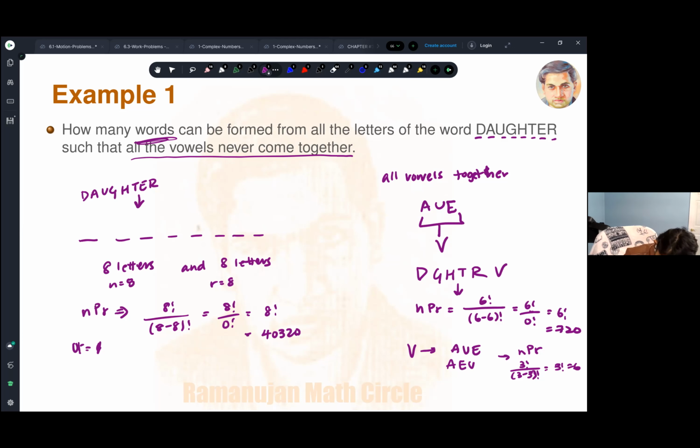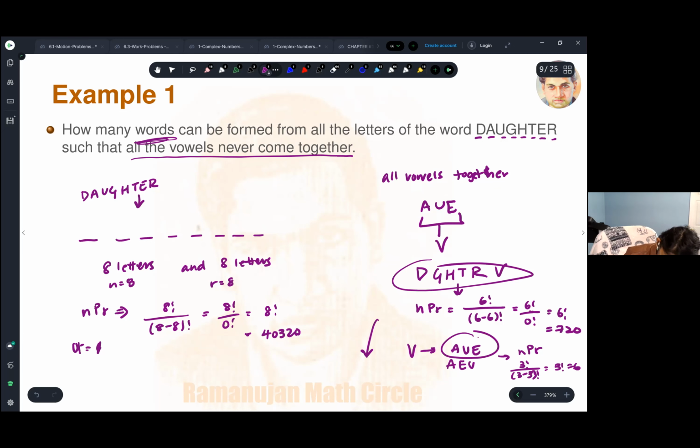In this case, we apply the multiplication principle because we want an arrangement of these, and we want an arrangement of the vowels within the V. So we multiply the two of them. 720 times 6 is 4,320. So now you do complementary counting. It's the total minus 4,320, so 40,320 minus 4,320. That's 36,000.